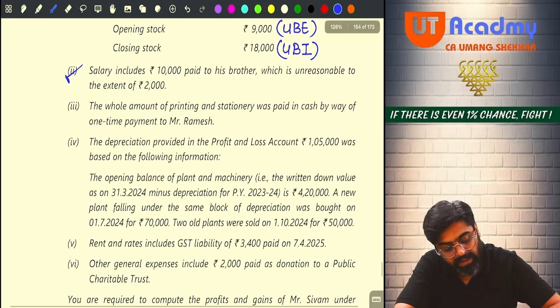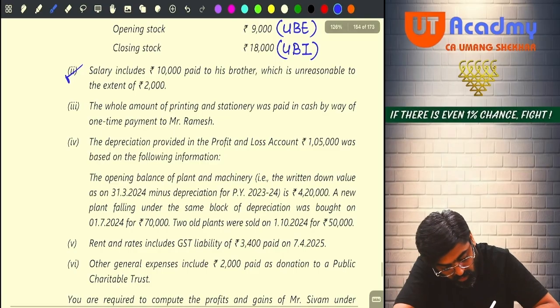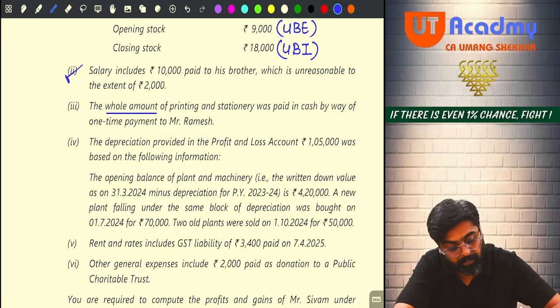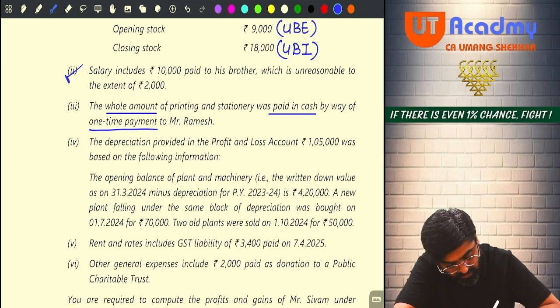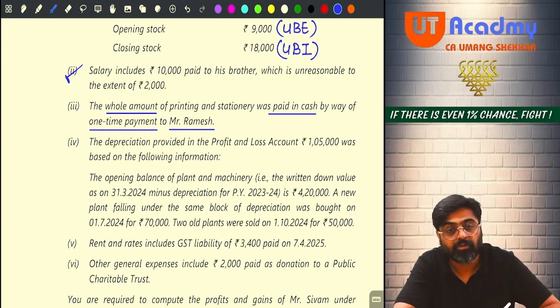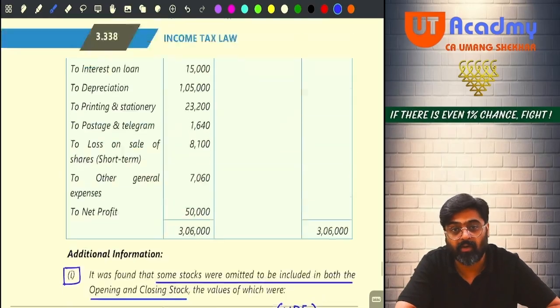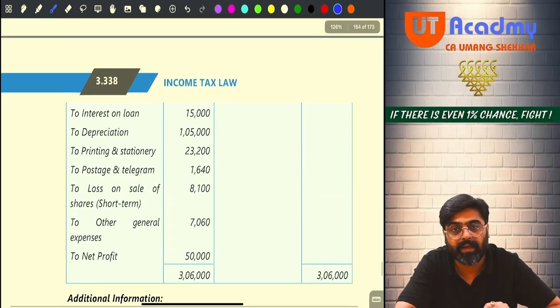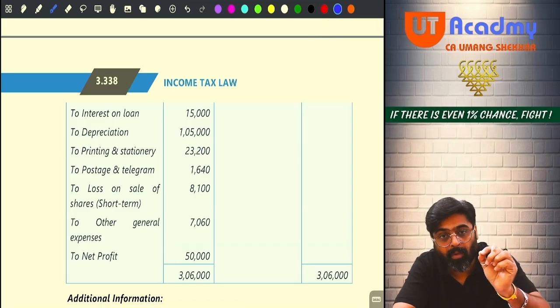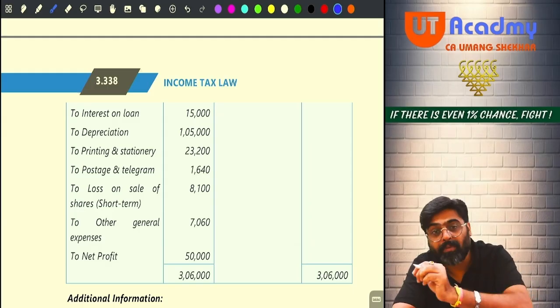The whole amount of printing and stationery was paid in cash by way of one-time payment to Mr. Ramesh. So, printing and stationery, whole amount was paid in a day to a party, and that too in cash. Now check how much was the printing expense. Printing and stationery, 23,200. Can you see? This whole amount was paid in a day to a person, Mr. Ramesh.